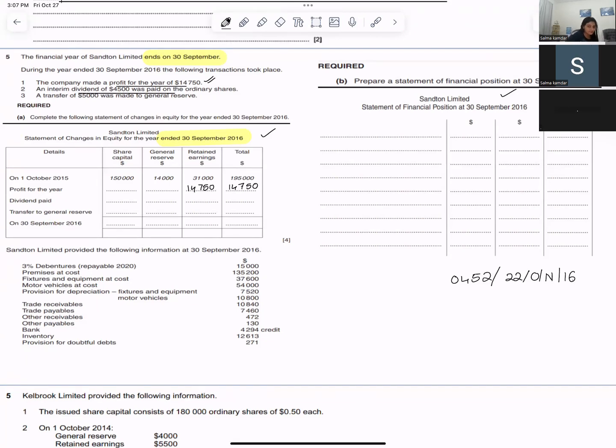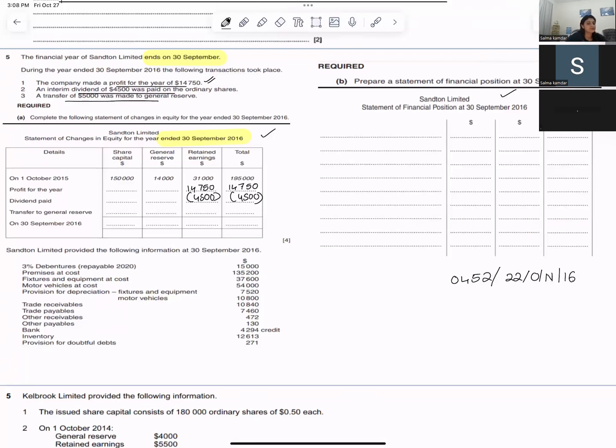An interim dividend of 4,500 was paid on the ordinary share. So from where do you pay the interim dividend? No, not the share capital section. The interim dividend of 4,500 was paid, so you will remove it from retained earnings and you will remove it from the total. The statement of changes in equity format should be known properly to you. If you forget, you will forget everything. Go ahead.